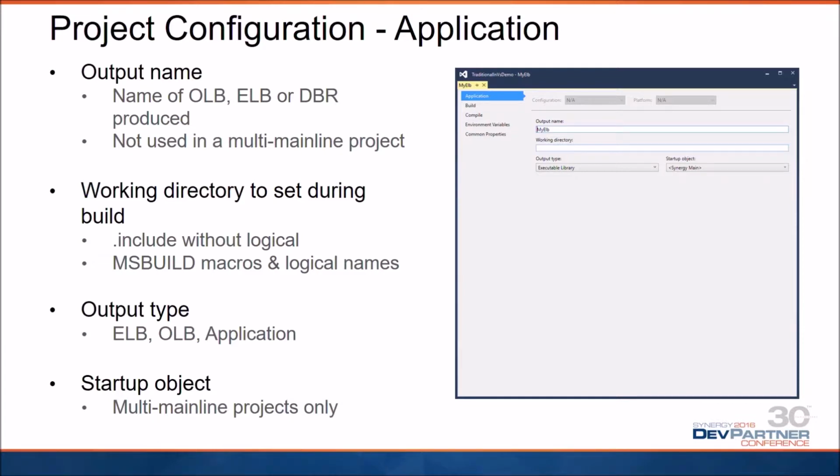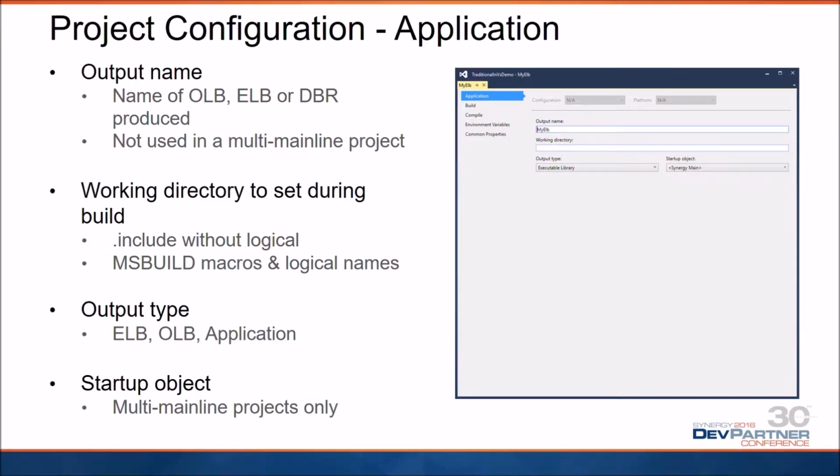In the project properties, you can see we've got our five tabs available here. They're listed down the left-hand side. The first one is Application. The things you might need to do in Application: the output name is basically the name of the OLB or the DBR or the ELB that's going to be produced.